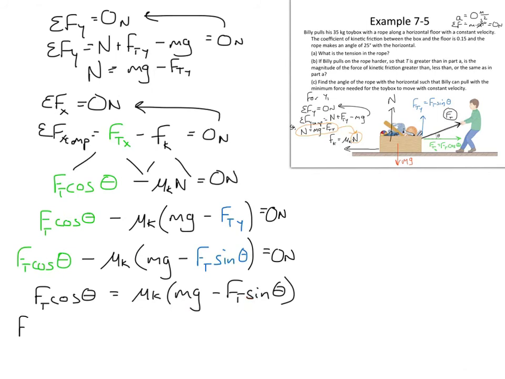So we have ft cosine theta equals mu k mg, all right, minus mu k, that is our coefficient of friction, ft sine theta. All right. So that helps us a little bit, because now we're one step closer to getting these FTs next to each other.